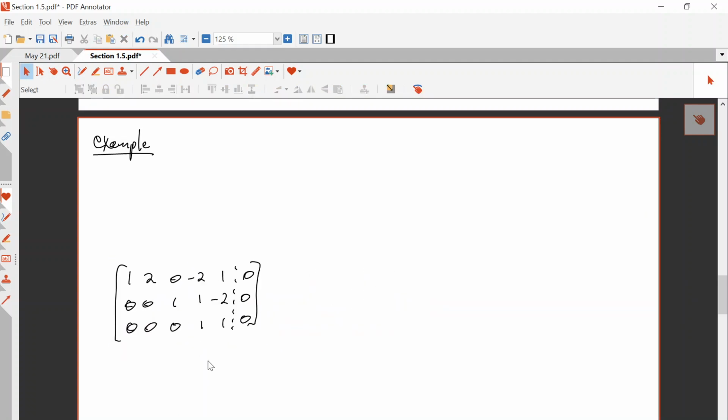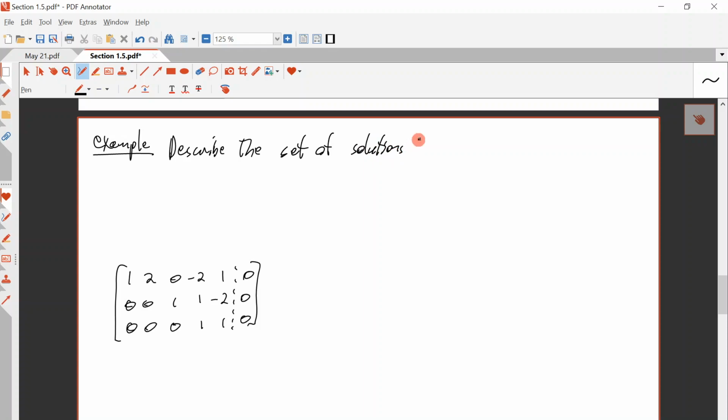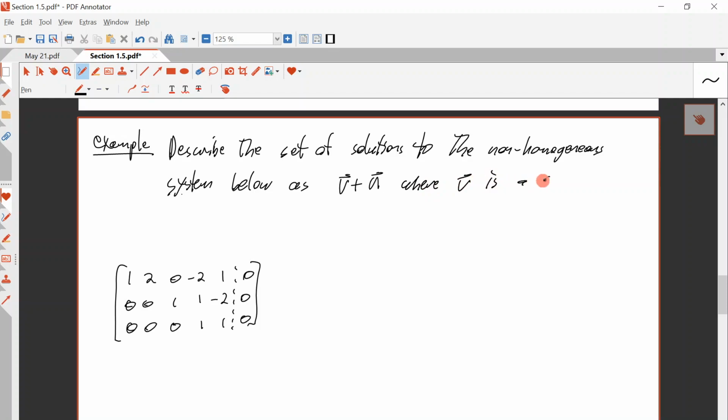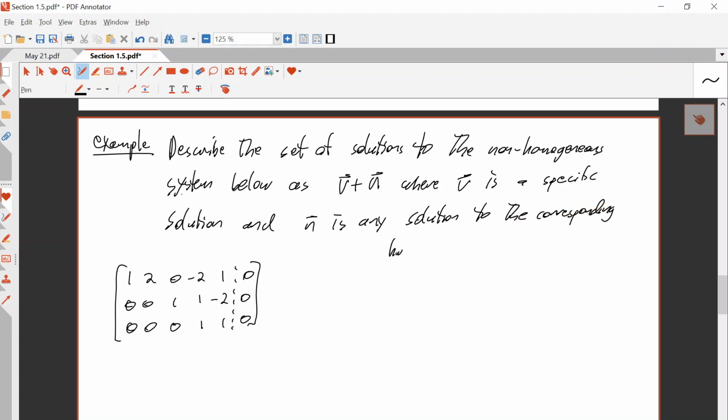So describe the set of solutions to the non-homogeneous system below as V plus N, where V is a specific solution and N is any solution to the corresponding homogeneous system.